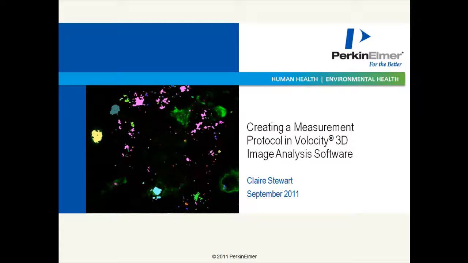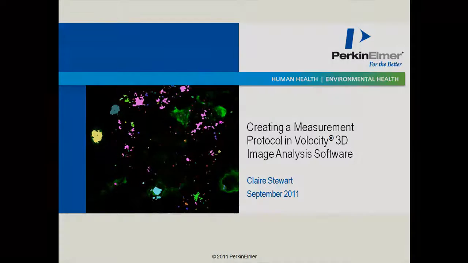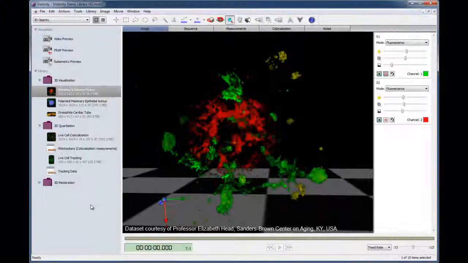In this tutorial, I will be demonstrating the process of creating a measurement protocol in Volocity quantitation. As an example, we will use the Alzheimer's disease plaque dataset from the Volocity demo library, which shows disease plaque in the red channel and the microglial cells in the green channel. We will create this measurement protocol to find the total volume of all objects labelled in the red channel.